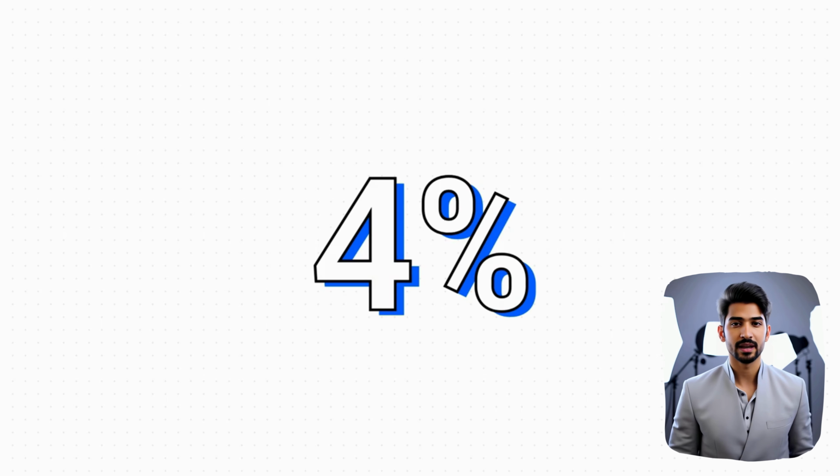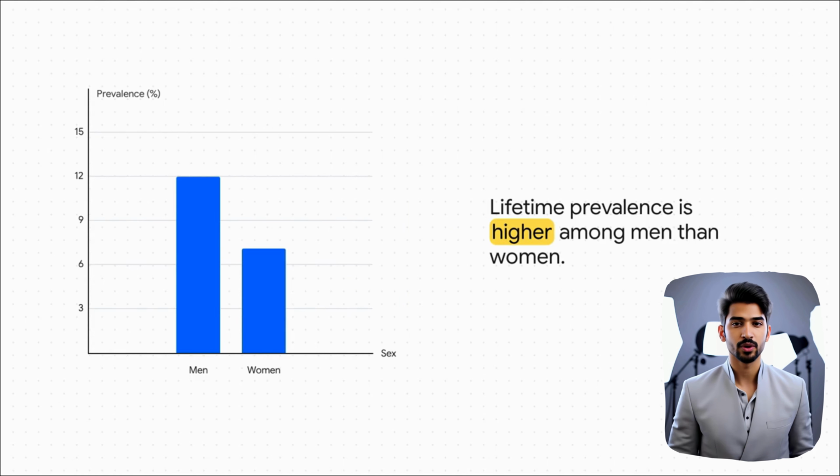To put that into perspective for you, in a typical high school with, say, 1,000 students, you might expect about 40 of them to meet the criteria in any given year. And that difference becomes even more clear when you look at the chance of being diagnosed at any point in life. For men, the rate is about 12%, while for women, it's closer to 7%.